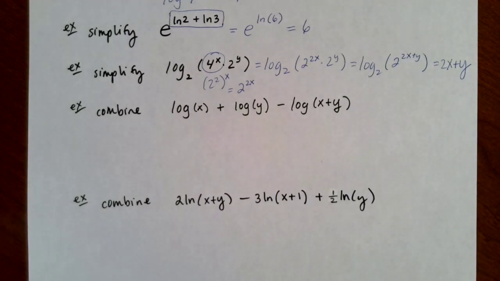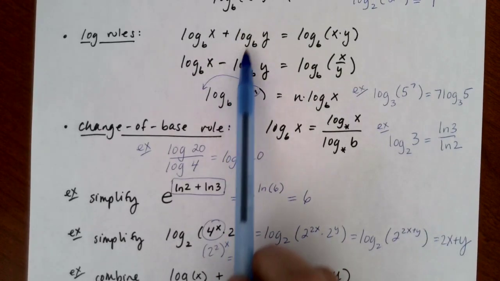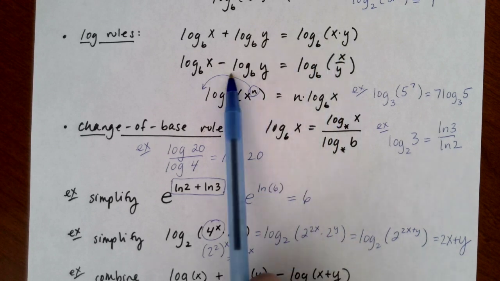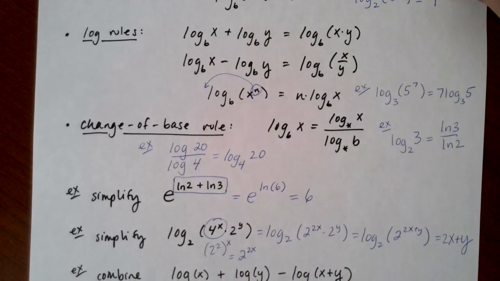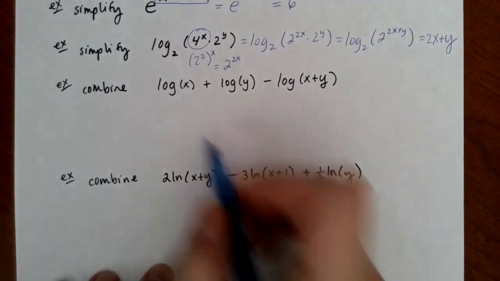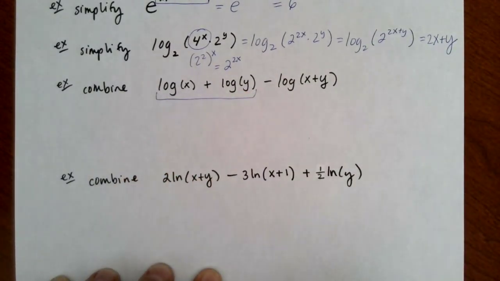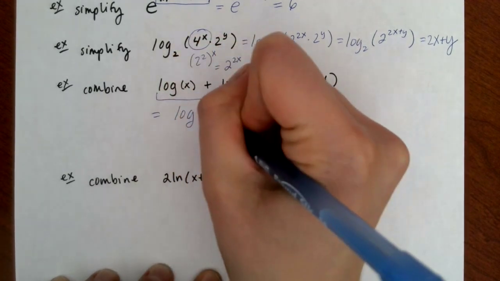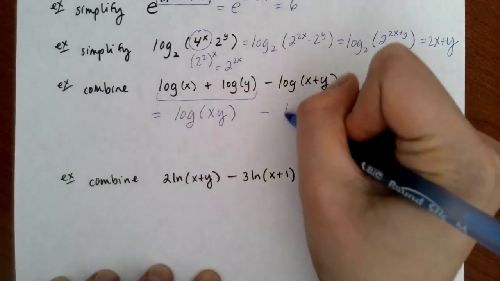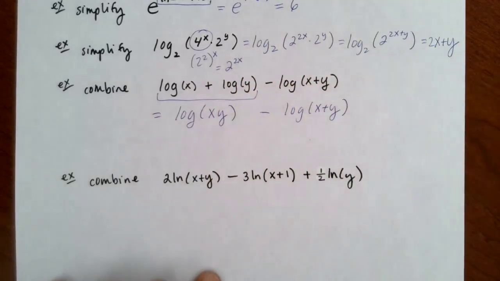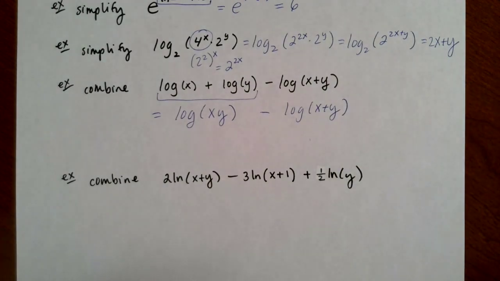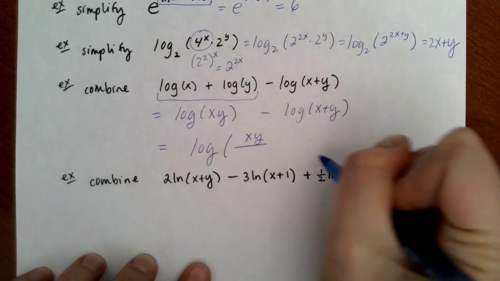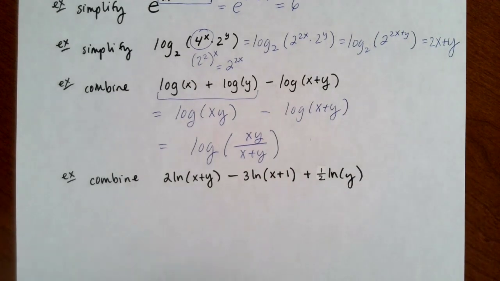Okay, so in this first one, I'm going to use both of these log rules here, right? So if they're added with the same base, combine, multiplied. Subtracted with the same base, combine, but divide. So I'm going to do this one at a time. I'm going to take just the first two and combine them and just kind of go left to right until they're all together. So this will be log of x times y. And now I have log minus log. I can do top over bottom. So one single logarithm, xy over x plus y from the second subtracted log.